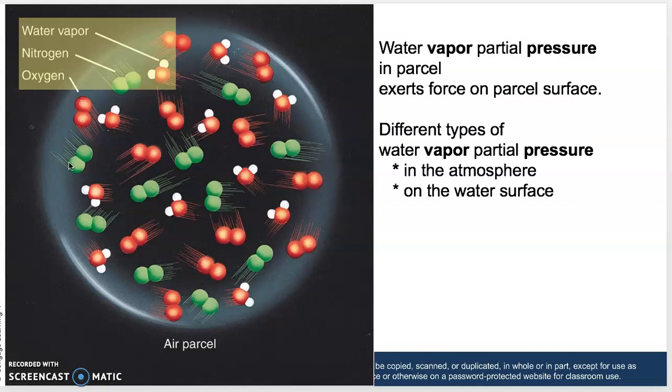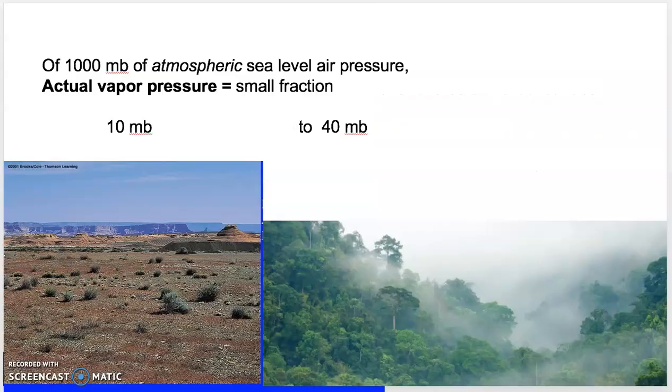Now, in this video we are going to look into different types of water vapor pressure. There are different types of water vapor pressure in the entire atmosphere. And then we can go very specifically onto a water surface. So let's start with the big one, the type of vapor pressure that we see in the atmosphere.